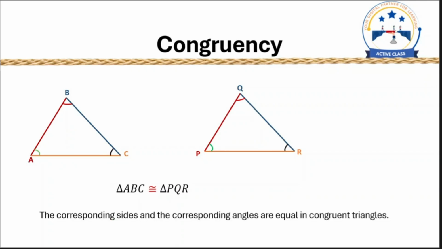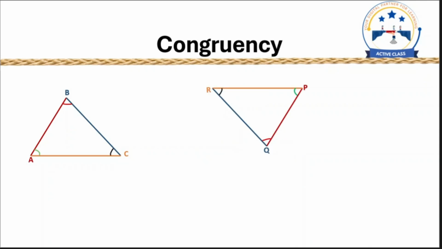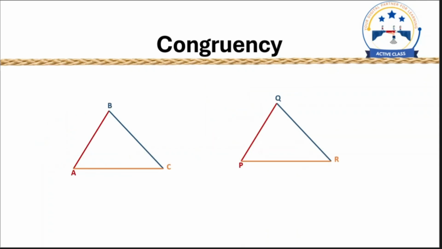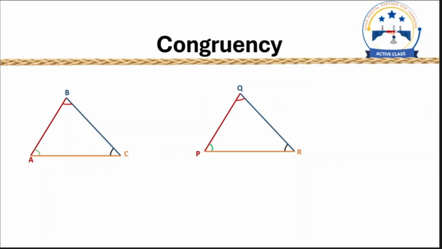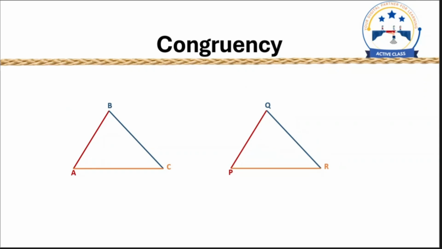I know you are confused in these terms, corresponding sides and corresponding angles. Corresponding sides and angles are the parts that match up perfectly when the triangles overlap. So between these two triangles, if I have to overlap one over another, first I have to change the orientation, then I have to overlap one over another. See, there are three pairs of sides and three pairs of angles matching up each other perfectly.